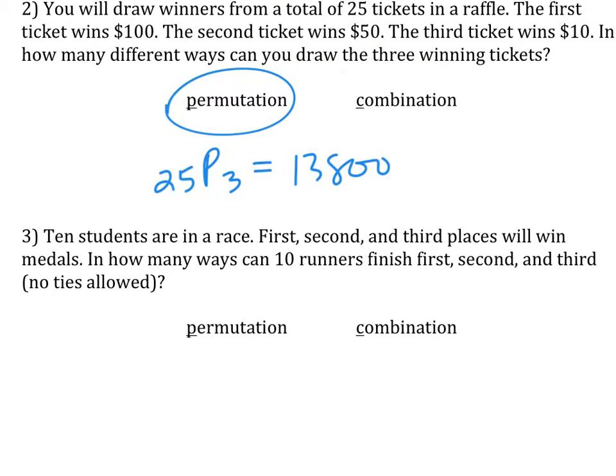10 students are in a race. First, second, and third place will win medals. In how many ways can 10 runners finish first, second, and third? No ties allowed. How many people think permutation? How many people think combination? Permutation. Order matters. First place, second place, third place are very different things. So we're not just picking 3 people to go on to the finals or something. Then that doesn't matter. But first place, second place, third place cannot change their places. Third place is not the same as first place, right? So order matters. So that is 10P3.